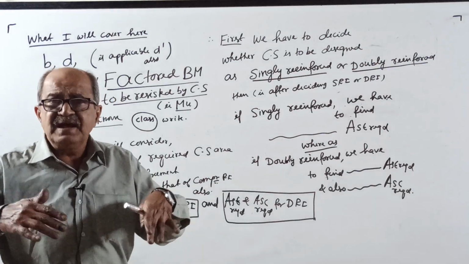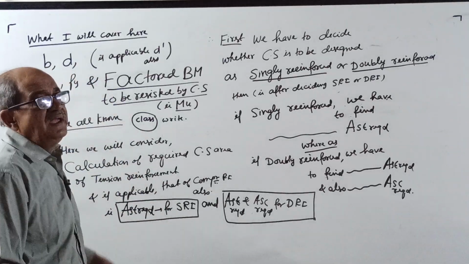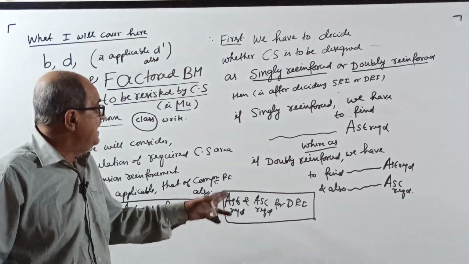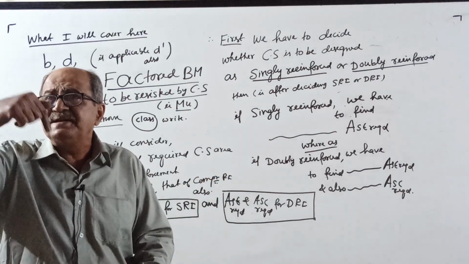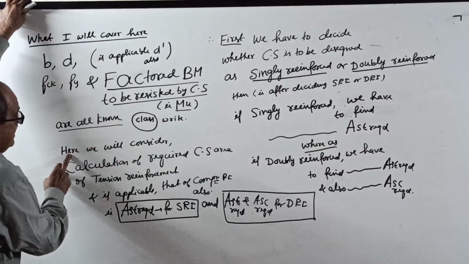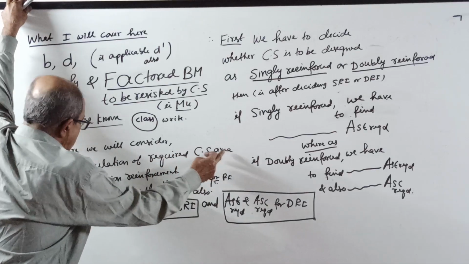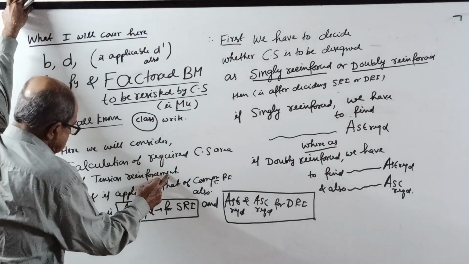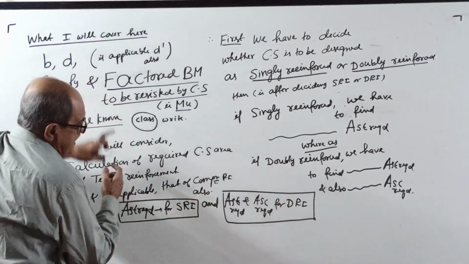So when I consider the examples here, I will give the values of B and D, meaning you should reach that stage. Anyway, later I will tell you a step for that. During design, we will reach this step, then what to do, so that you write here. Then here we will consider calculation of the required cross-sectional area of tension reinforcement and, if applicable, that of compression reinforcement also.